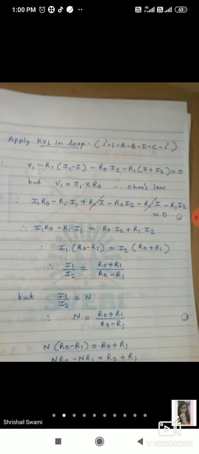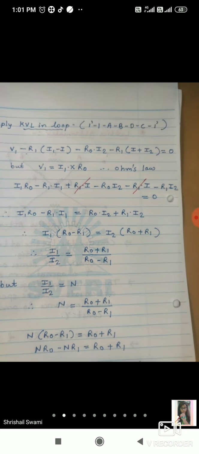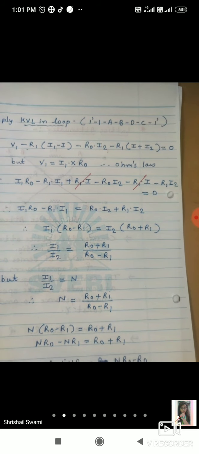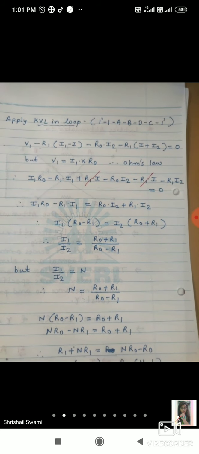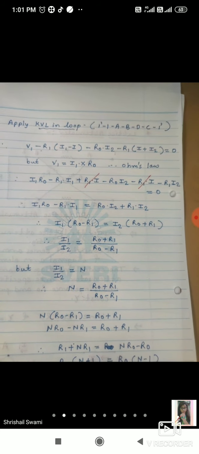It is a simple derivation. You have to apply the KVL properly. For that I have written the path also. If you did not understand the path, I have written it in brackets for you. So 1 to 1 dash through A, B, D, C and 1, in which only R0 is there and R1 is there. R2 should not be seen. Understood?